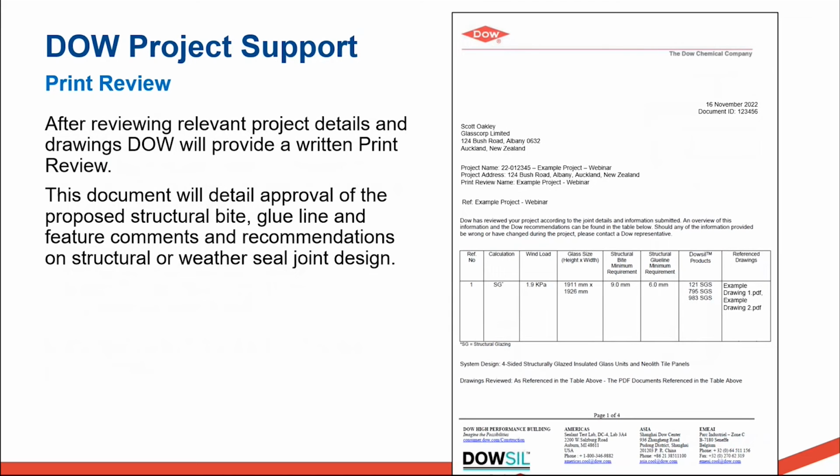Having reviewed the submitted project details alongside the relevant drawings, Dow will issue a written print review. So this comes in the form of a letter which specifies their approval of the proposed design, the joint dimensions, and the sealants to be used. The print review will also include comments and general recommendations on correct structural glazing methodology that should be used.